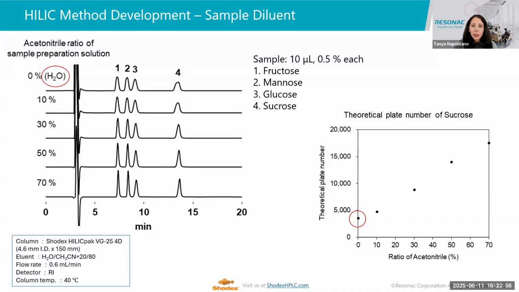And that's because the sample solvent disrupts the equilibrium of the water layer on the stationary phase, and this disrupts the analyte retention and focusing. So this simple adjustment can make a big difference in retention, resolution, and reproducibility in HILIC.